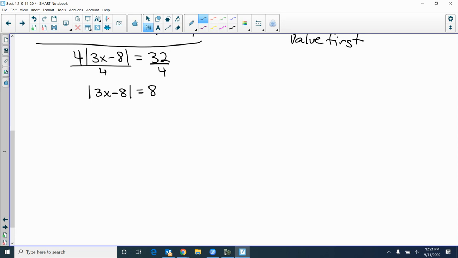Now, once you get to this point, break it into your two cases. Set it equal to positive 8, set it equal to negative 8. So I get 3x minus 8 equals 8. 3x minus 8 equals negative 8. So one of them's going to be a fraction. Just leave it as a fraction. You don't need to write it as a decimal. Good? Yeah. I'll get that.